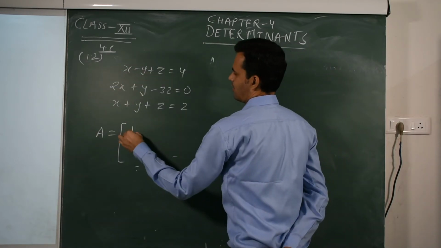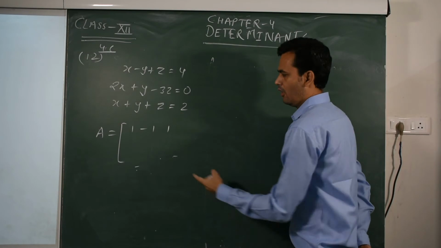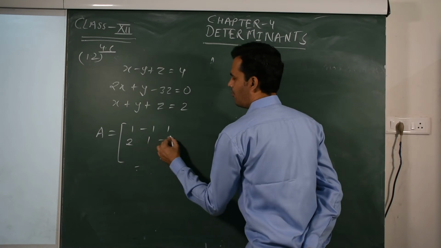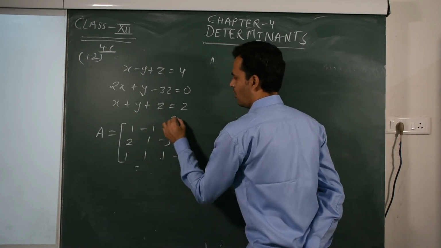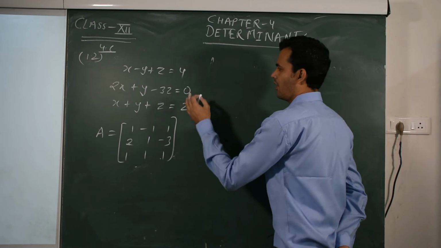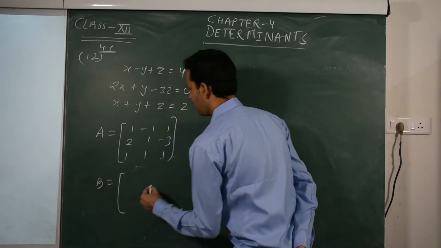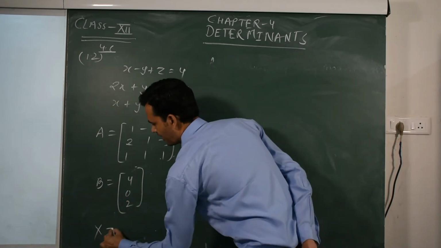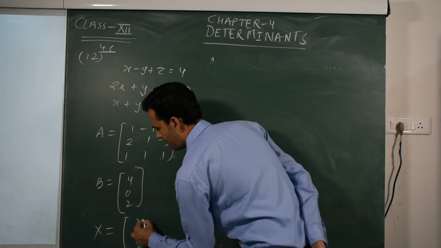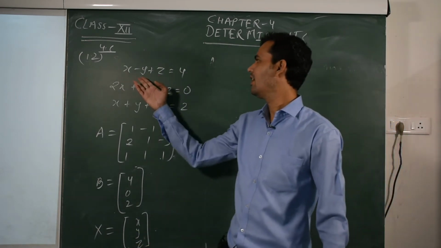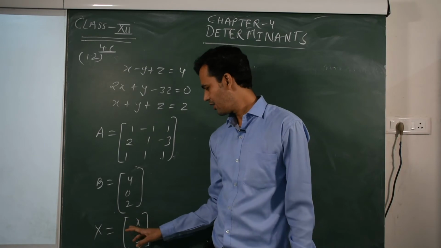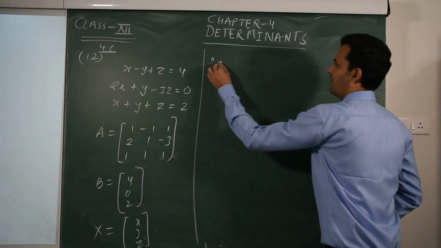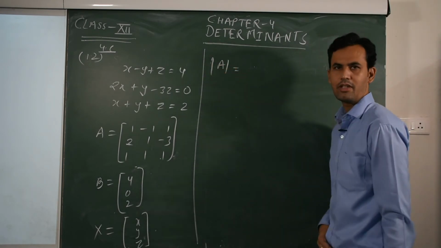1 minus 1 1. From the first equation we take the first row, from the second we take the second row, 2 1 minus 3, and 1 1 1. So these are the elements of A. Then B is 4 0 2, and the value of X, capital X, is x, y and z. Why do we take x, y and z? Because we have three variables. Now first we find the value of determinant A.